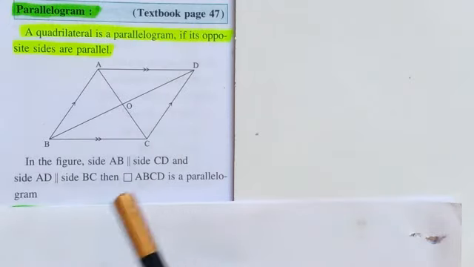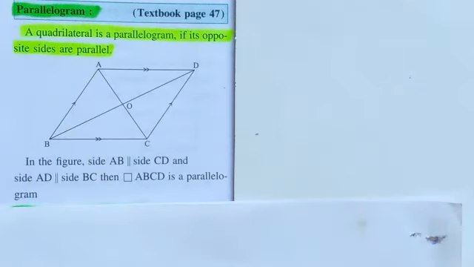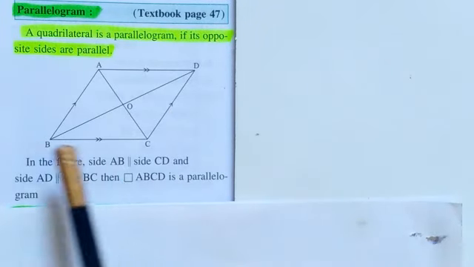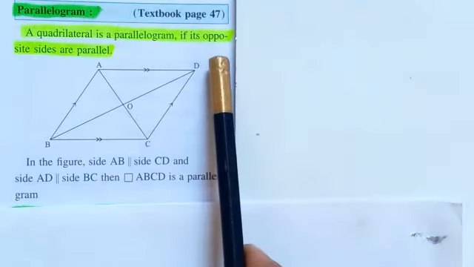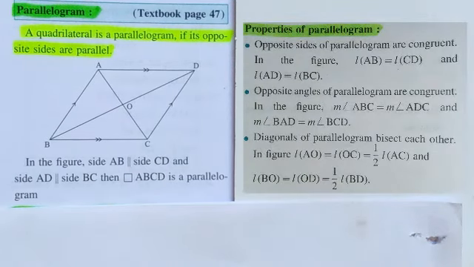This is a figure of parallelogram. A quadrilateral is a parallelogram if its opposite sides are parallel. This is the definition of parallelogram, and this is the diagram of the parallelogram, which helps us to know the opposite sides. It means AB is parallel to CD. Got it? And BC is parallel to AD. When two opposite sides are parallel to each other, they construct a figure like this, which is called a parallelogram. Let's see the properties of parallelogram.